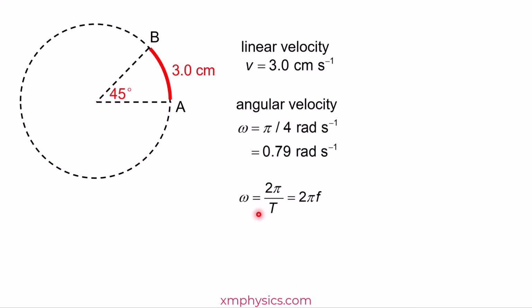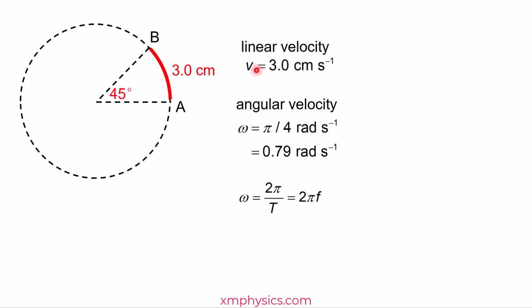Let me just advertise this identity to you. Omega is 2 pi over T, which is also equal to 2 pi f. So if the object is doing this circular path periodically, then omega is equal to 2 pi divided by the period, because the object completes 2 pi radians every one period, right? And of course, f is 1 over T. So this is a very useful identity that you should have at the front of your head.